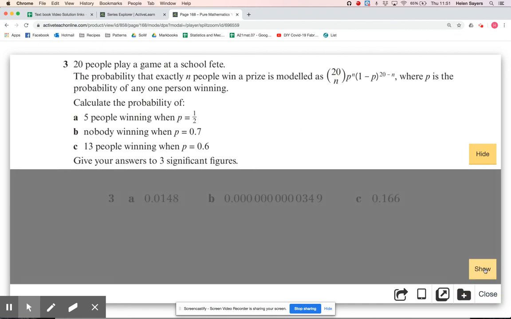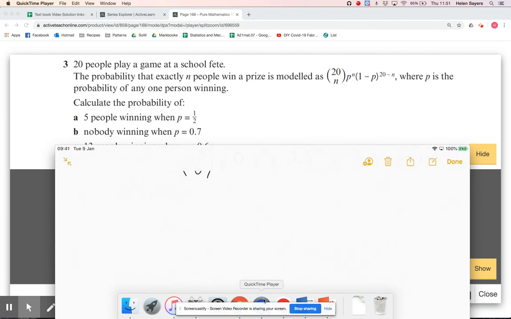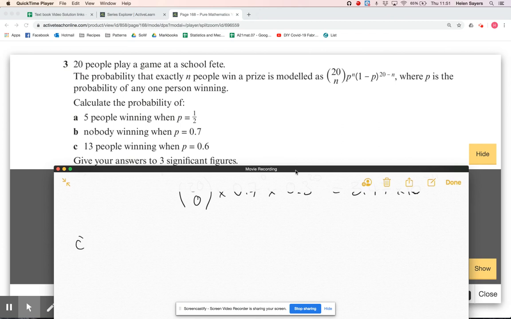Okay, and 13 people. More of the same really, isn't it? So let's get the screen back up. Okay, so 13 people winning when p is 0.6, so that is going to be 20 choose 13 times 0.6 to the power of 13 times 1 minus 0.6 to the power of 20 minus 13.